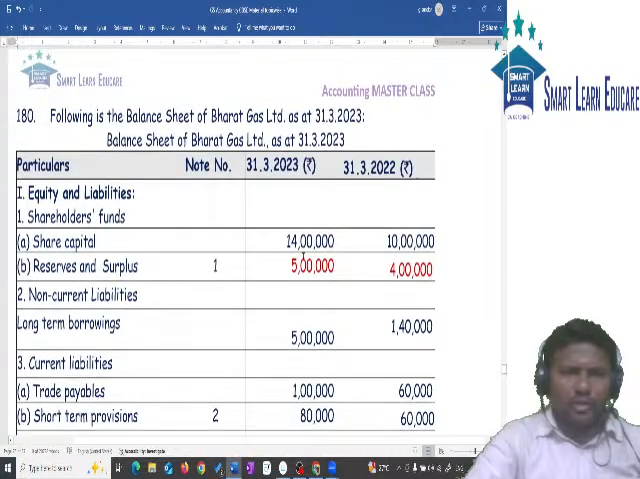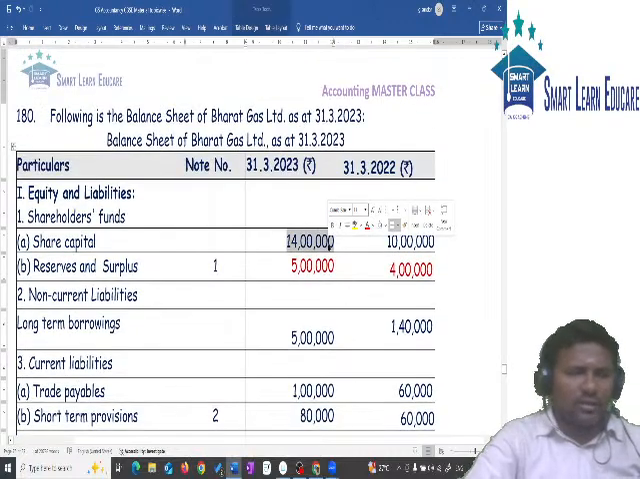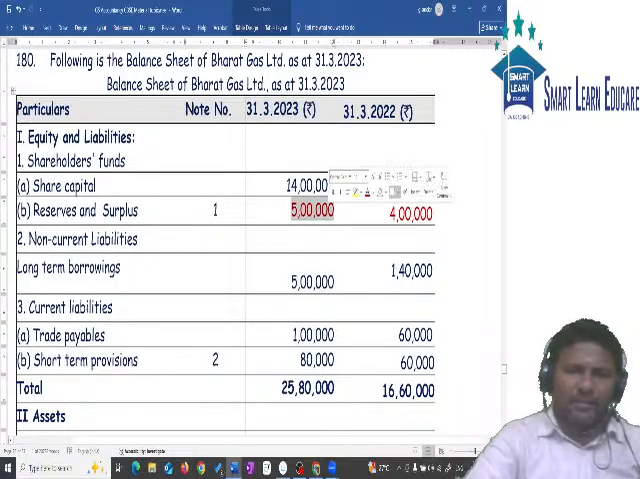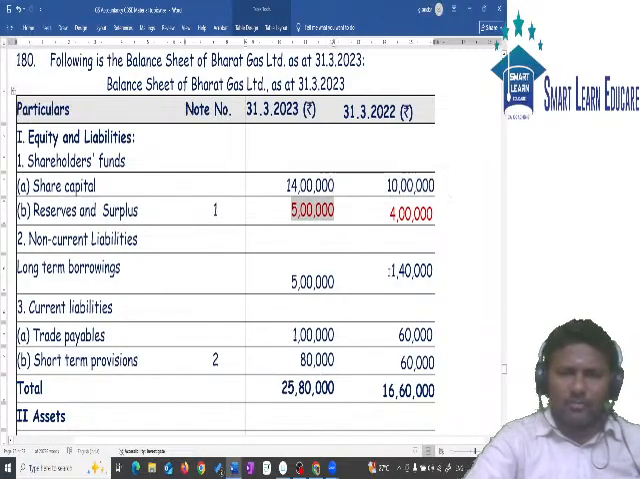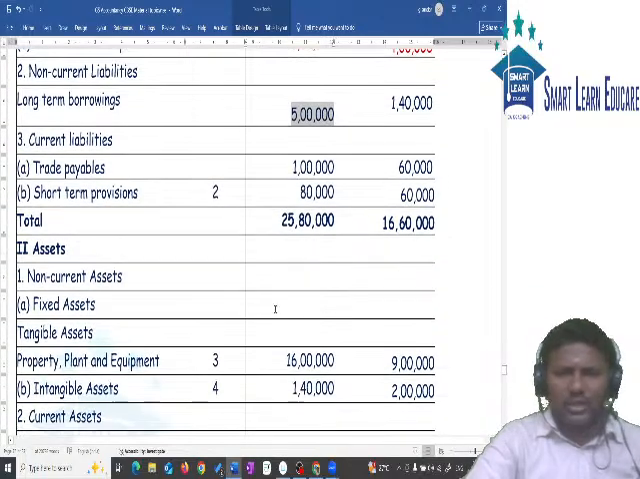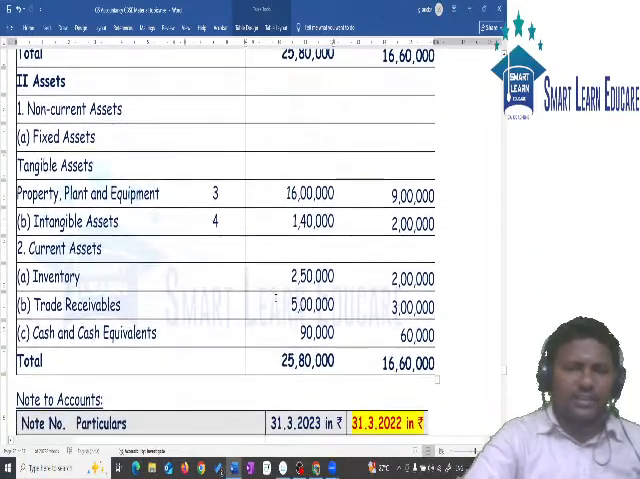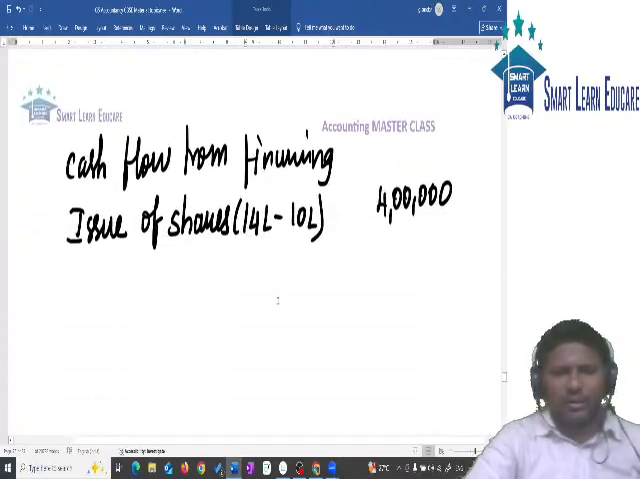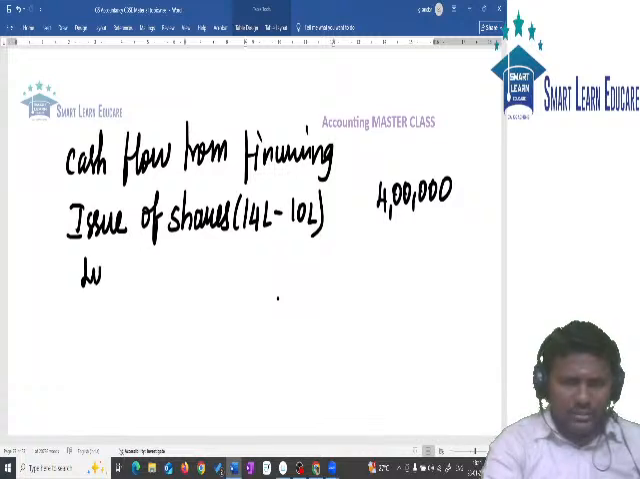What have we completed? Share capital is completed, because opening balance 10 lakh, 4 lakh is issue. Profit we have considered. Opening balance 4 lakh, closing balance 5 lakh, so net profit is 1 lakh. Long term borrowing, if you see, 1 lakh 40 and 5 lakh. Opening balance of loan is 1 lakh 40,000. Closing balance of loan is 5 lakh. It means loan received is 3 lakh 60,000. Loan received will come under what activity? Financing activity.